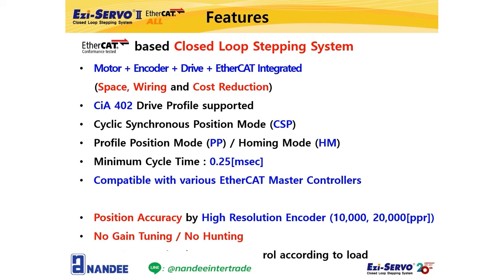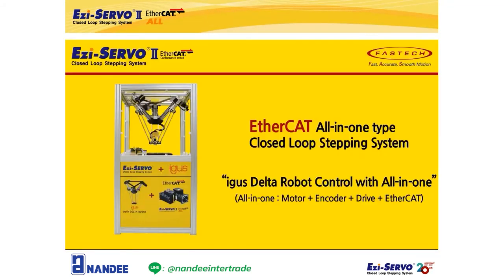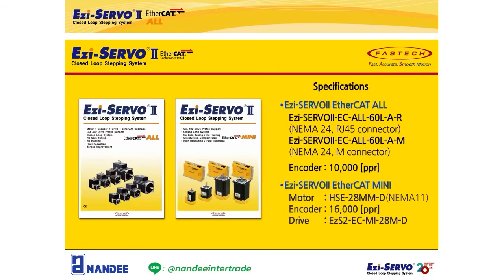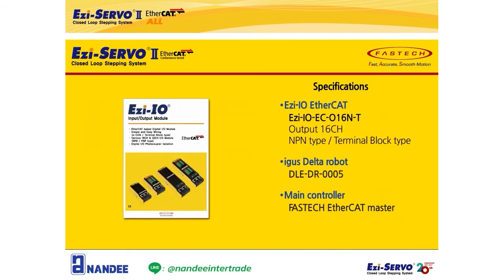From now on, I will introduce examples of space, wiring, and cost reduction by integrating a motor, a high-resolution encoder, a drive, and EtherCAT network, which is the most distinctive feature of EZ-Servo2 EtherCAT All. The first demonstration consists of 3 axes of EZ-Servo2 EtherCAT All and 1 axis of EZ-Servo2 EtherCAT Mini to control the Delta robot from Aegis, Germany. The product names used in this demonstration are as follows.